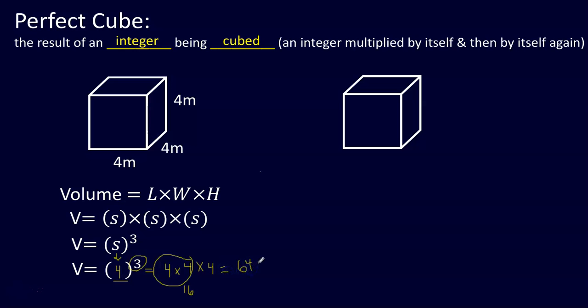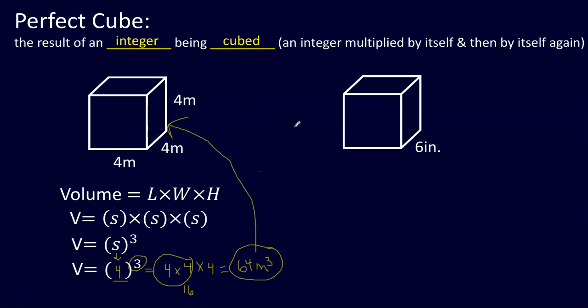So the volume of this cube is 64 meters cubed, or you could say 64 cubic meters. The 64 represents the volume of the cube. Remember, volume is the amount of space an object takes up or fills.